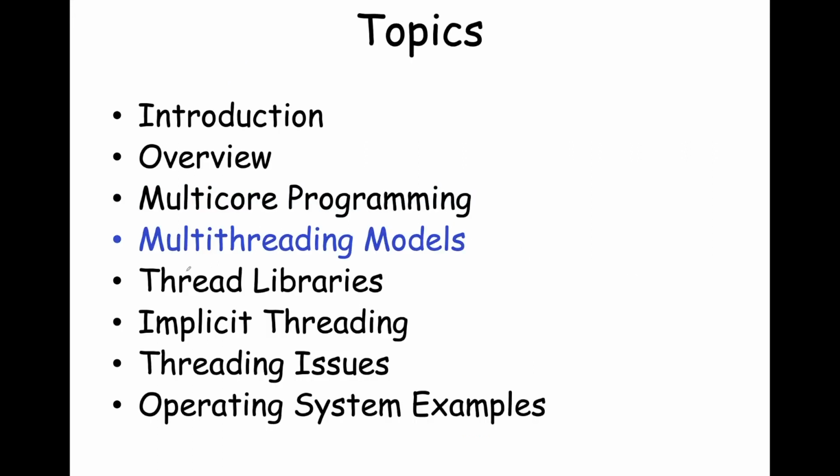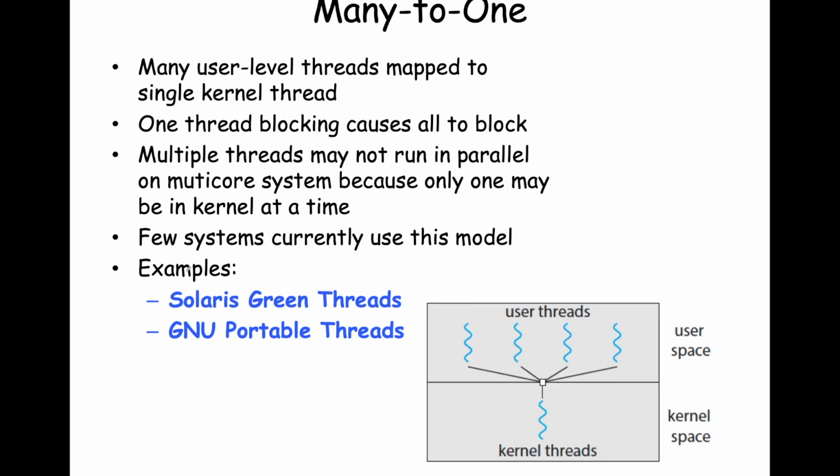So let's take a look at multi-threading models. Now, there are three major flavors of multi-threading: many-to-one, one-to-one, and many-to-many. So in many-to-one, you have one kernel thread. That's a unit of schedulability or execution of instruction streams supported by the operating system kernel, and therefore has access to privileged instructions. And so there's one kernel thread, and there are many user-level threads.